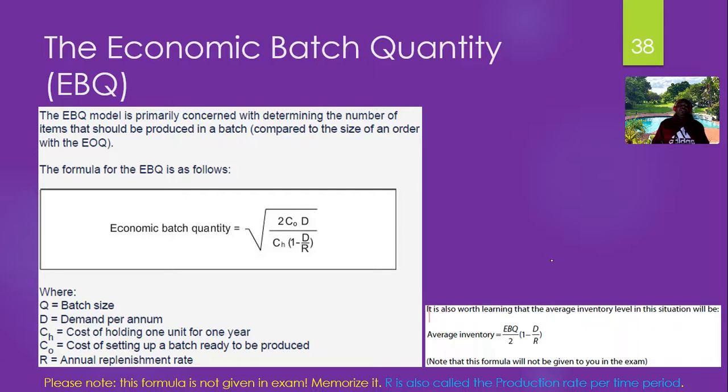All right, so this is the formula for the economic batch quantity, where Q is the batch size, D is the demand per annum, CH the cost of holding 1 unit for 1 year, CO the cost of setting up a batch ready to be produced, and R the annual replenishment rate. It is also worth learning that the average inventory level in this situation is equal to EBQ over 2, adjusted by 1 minus D over R.